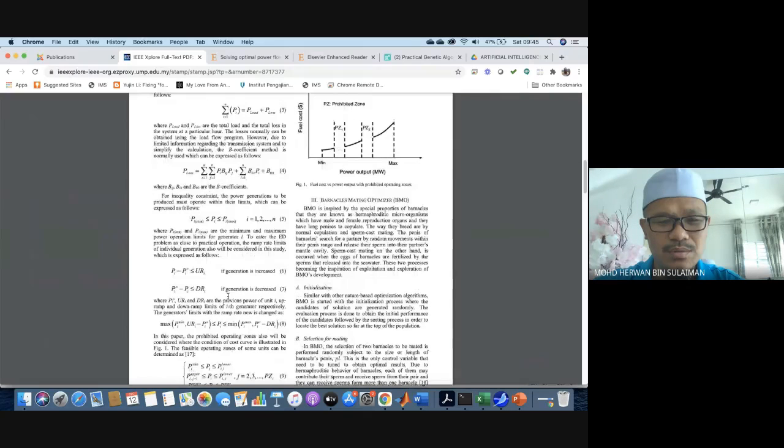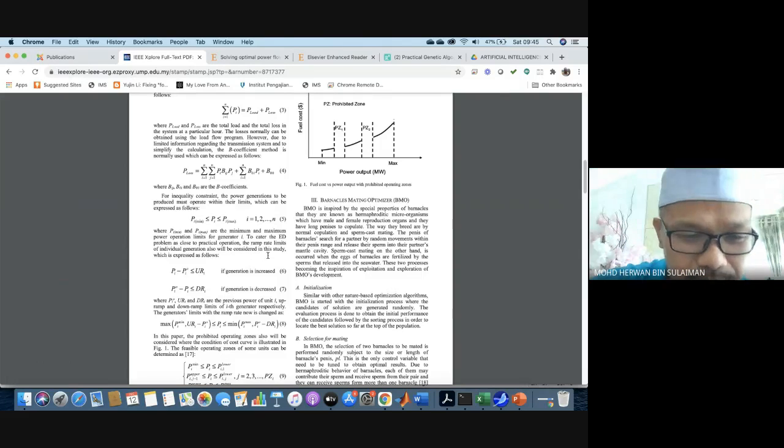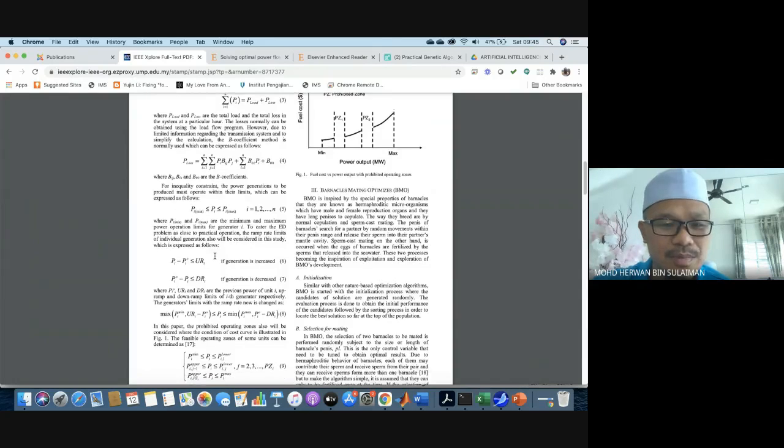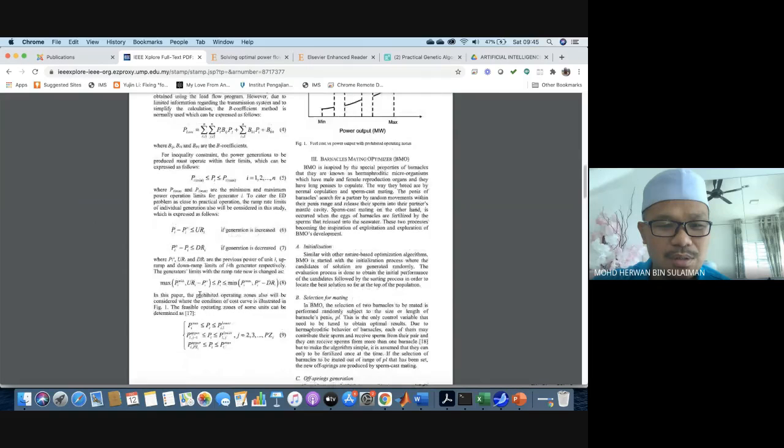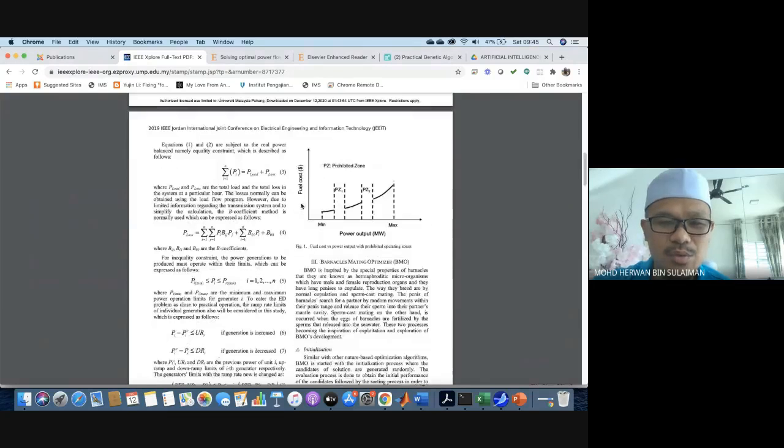And also, like I said here in the paper, to cater the ED problem as close to practical constraint, practical operation, there is the problem of ramp rate limits. So they will change your results accordingly, as well as what we call prohibited operating zones. So in generators, when you learn about the power generators, especially in the thermal power generators, there is some region that cannot be operated.